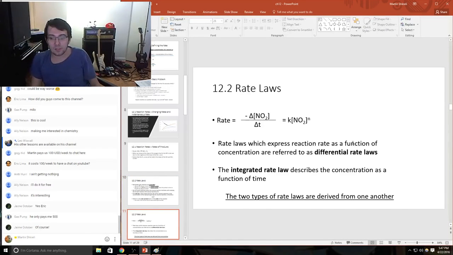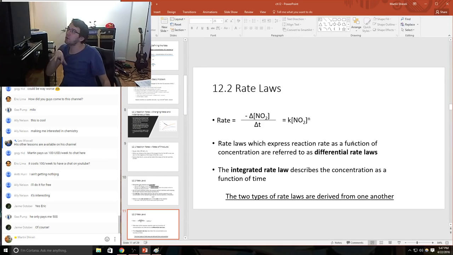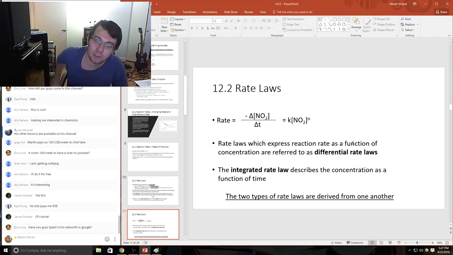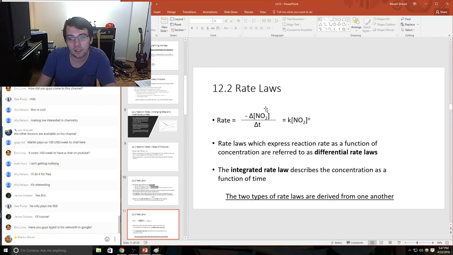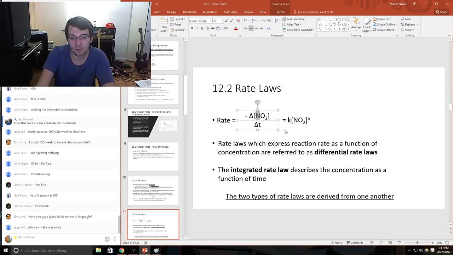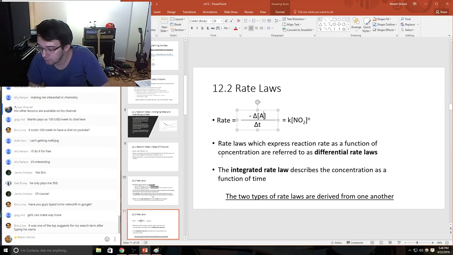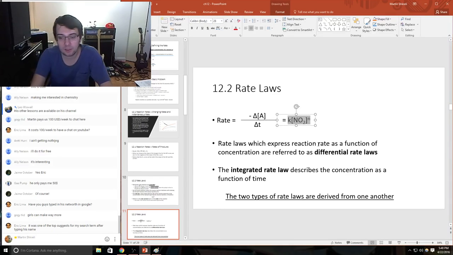Okay, so we also know that the rate can be determined by calculating the slope. So what's fascinating here is that it turns out that these two things are equal.